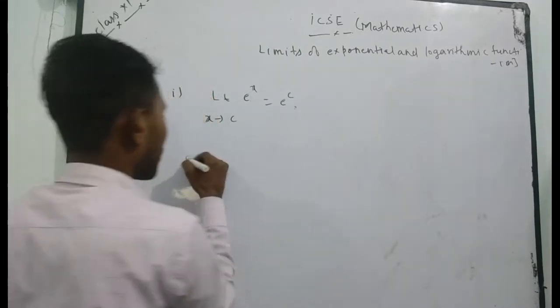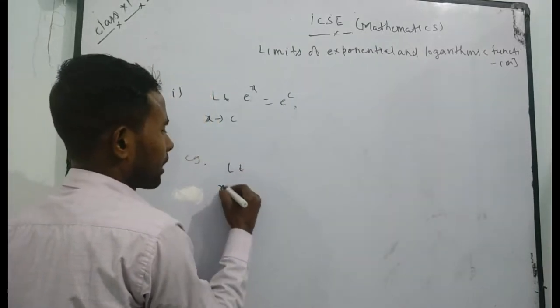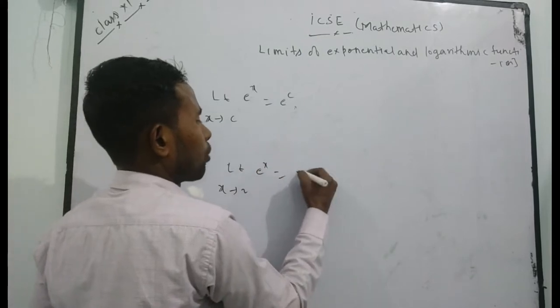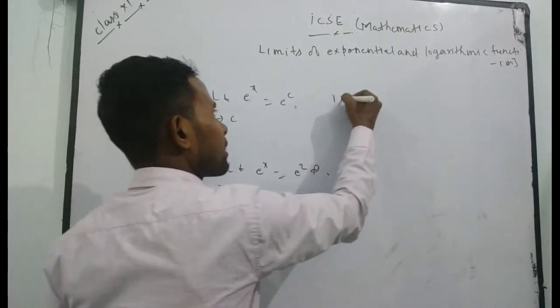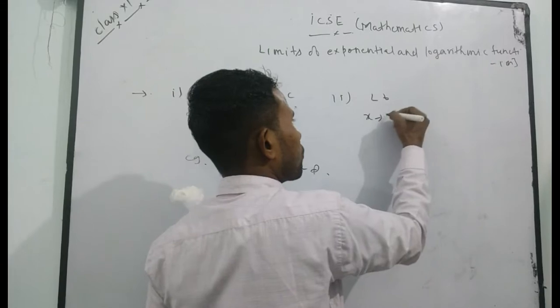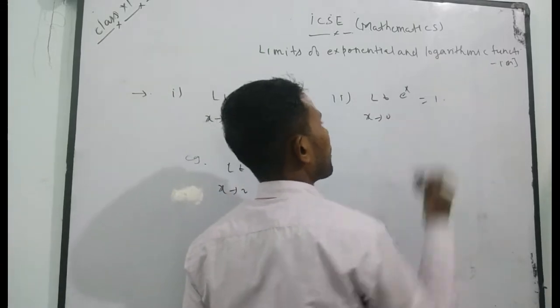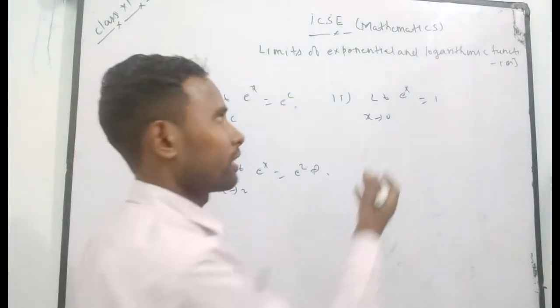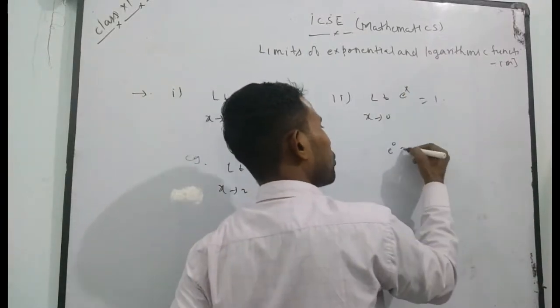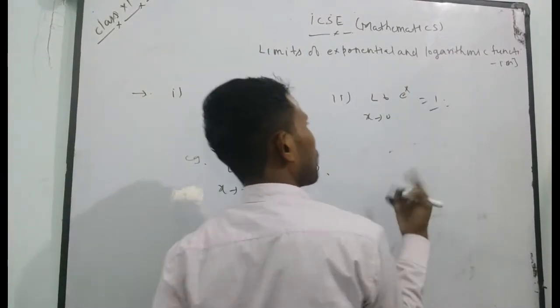Similarly, for example, limit x tends to 2 of e to the power x is equal to e square. It is very simple. Next problem will be limit x tends to 0 of e to the power x. It will be 1, because if you put x equal to 0, it becomes e to the power 0. As you know, e to the power 0 is equal to 1. So it will be 1.